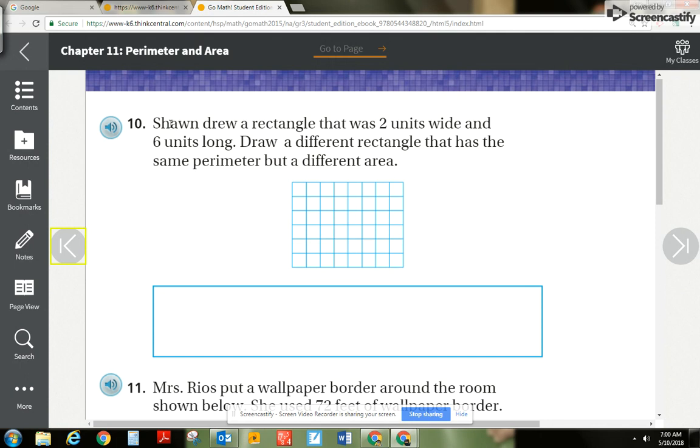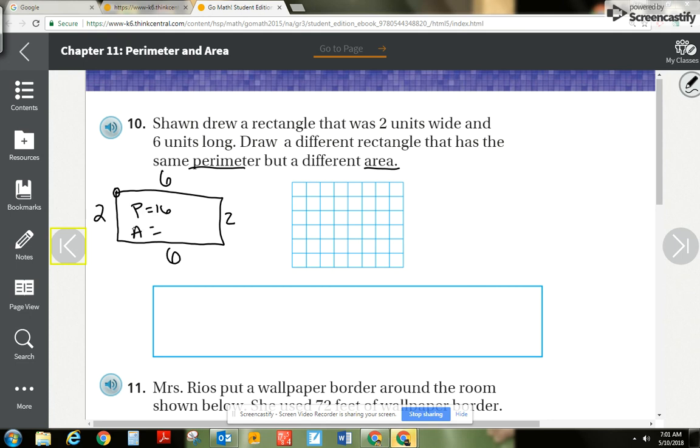So the first thing that you want to do is draw Sean's rectangle here. So here's Sean's rectangle. And it was 2 units wide and 6 units long. So we have to find the perimeter and the area. Okay. So the perimeter for his would be 2 plus 6 plus the 2 plus the 6 up here. So 2 plus 6 is 8, 9, 10, then 10 plus 6 is 16. The area, the space inside, is 2 times 6. Equals 12. So this was his first rectangle.